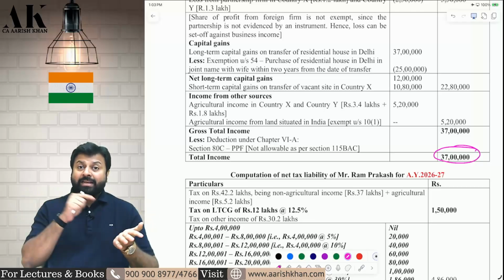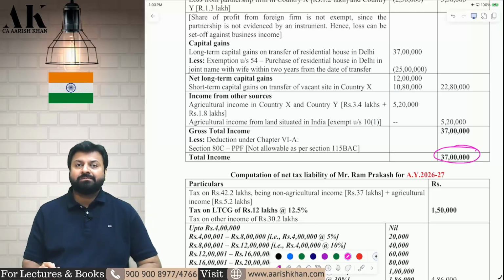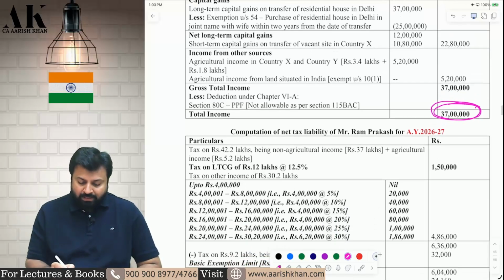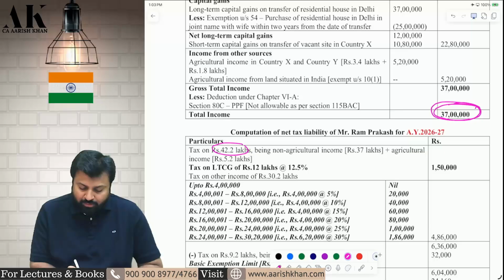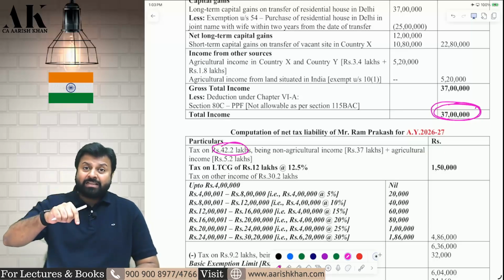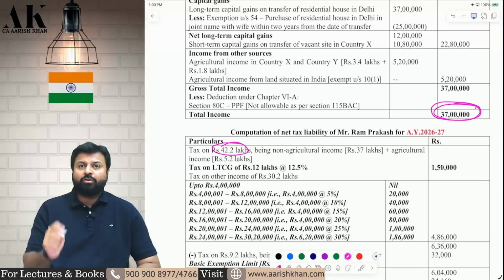There is an agriculture income, so you have to apply partial integration. Step number 1, compute tax on 37 lakh plus agriculture income. So compute tax on what? 42.2 lakhs. Step number 1, compute tax on agriculture income and total income. Compute tax on 42.2 lakhs.